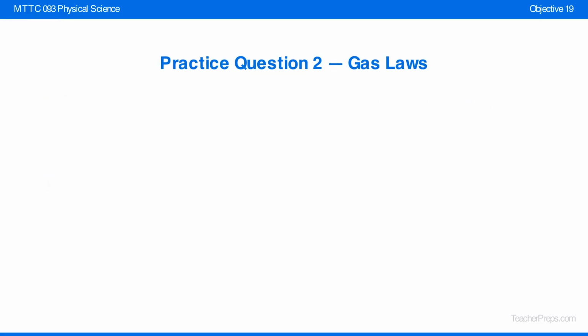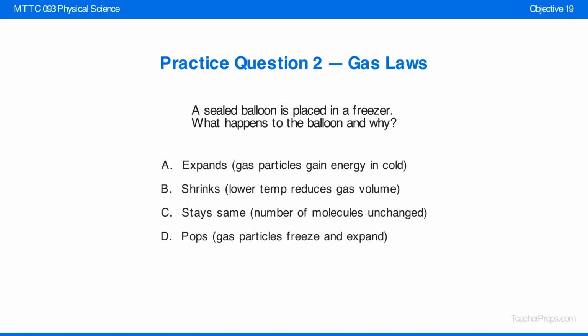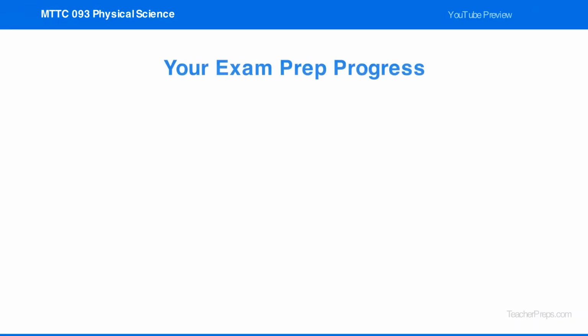Practice question number 2. A sealed balloon is placed in a freezer. What happens to the balloon and why? Is it A, the balloon expands because gas particles gain energy in the cold? B, the balloon shrinks because decreasing temperature reduces the volume of the gas inside? C, the balloon stays the same size because the number of gas molecules has not changed? Or D, the balloon pops because the gas particles freeze and expand? Think about which gas law applies here. Pause the video.